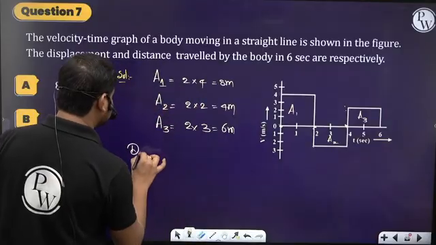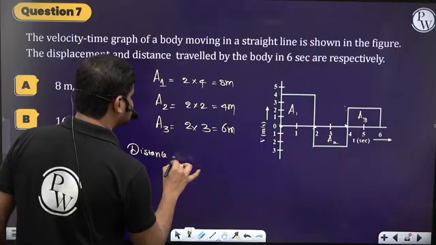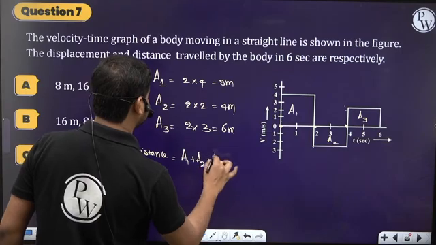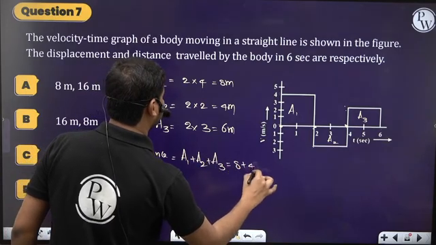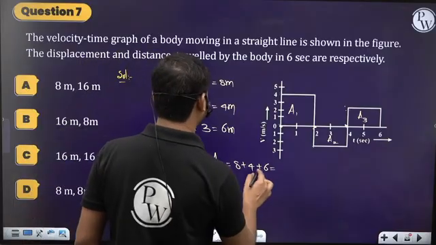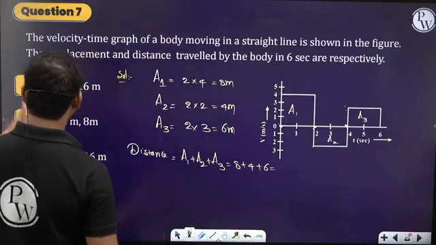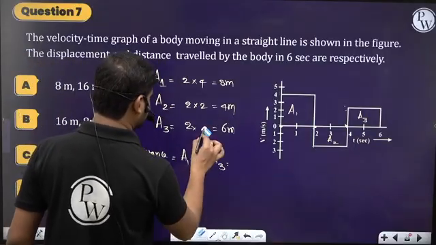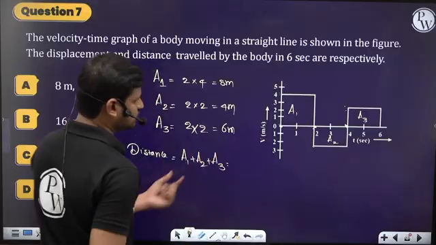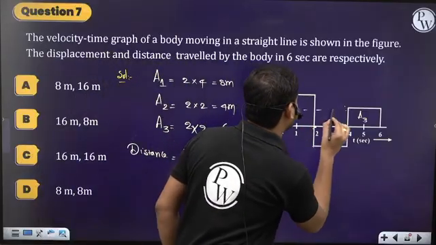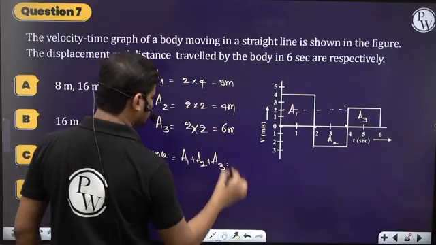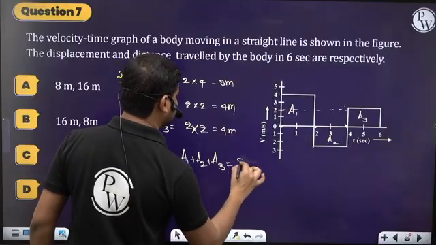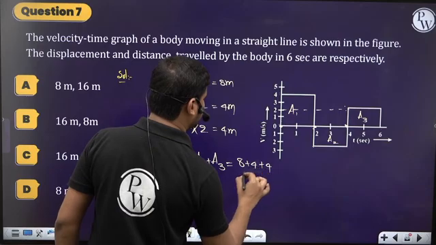Okay, let's take the distance, guys. For the distance, simply we have to add all these, which is nothing but A1 plus A2 plus A3. That is 8 plus 4, 12, 12 plus 6, 18. The 18 option is nowhere there. So just consider it as 2, because this is taken up to 2 only. Then 2 into 2, 4 meters. So it's going to be 8 plus 4 plus 4. So 8 plus 8, 16 meters.